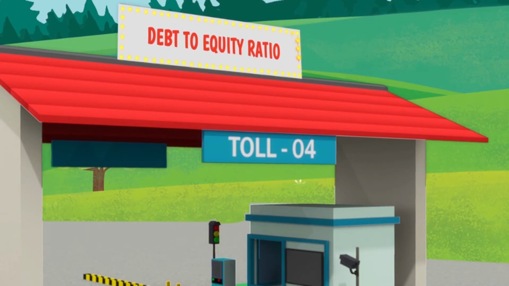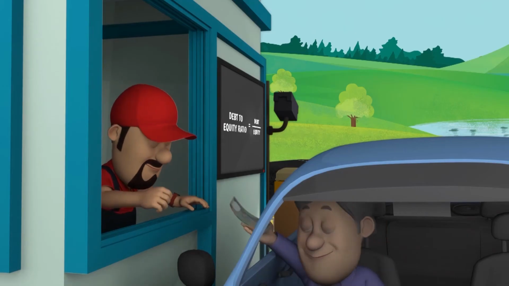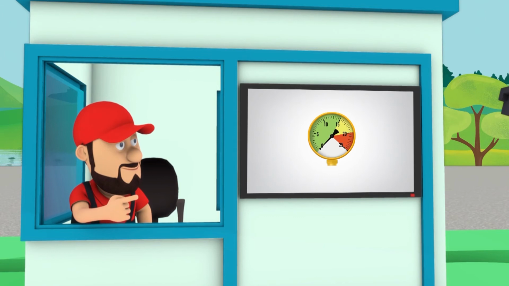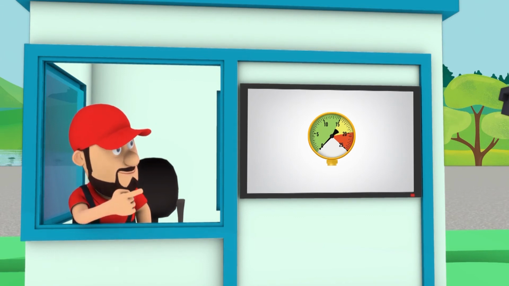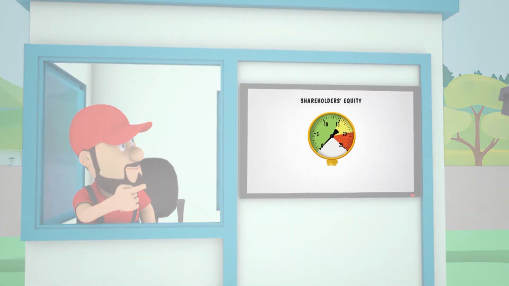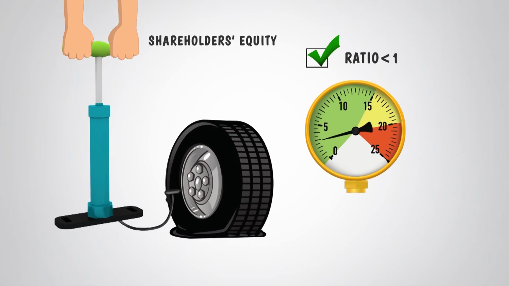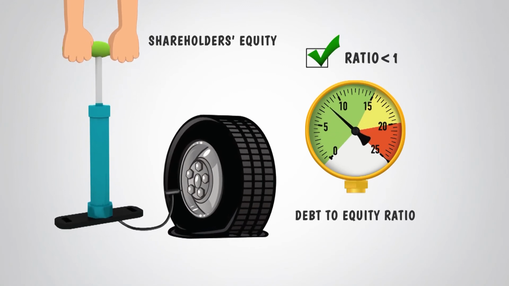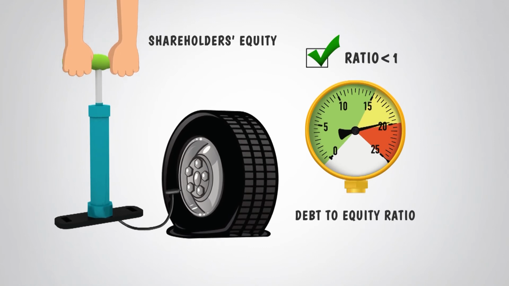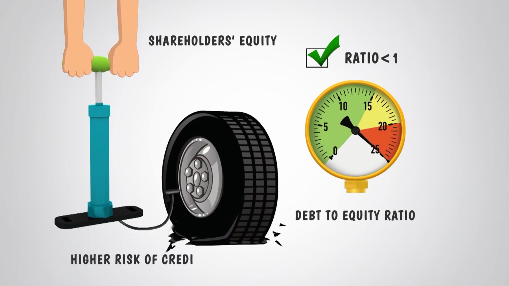Next stop is calculating the debt to equity ratio. This ratio helps determine if the company is using more leverage or more of shareholders' equity to run its business. A ratio less than 1 is preferred as it hints at lower debt usage compared to equity. However, this isn't a rule of thumb as it varies from company to company depending on the nature of the industry. A high debt-equity ratio may lead to a higher risk of credit default.